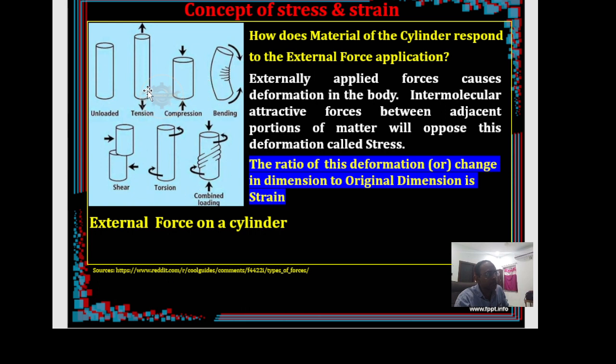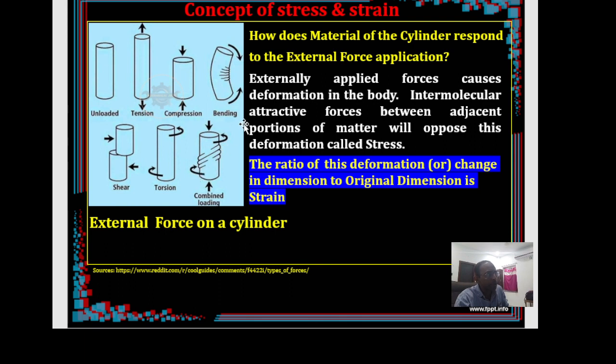Any one of these forms can be applied. It can be a tensile load, or a compressive load, or a bending type of load, or a shear type of load, or a twisting kind of loading, a torsional moment applied, or maybe a combined loading, which means a combination of any of these loadings.